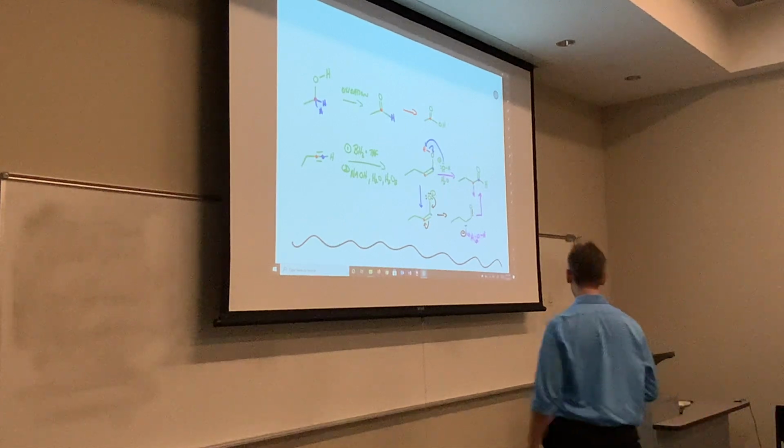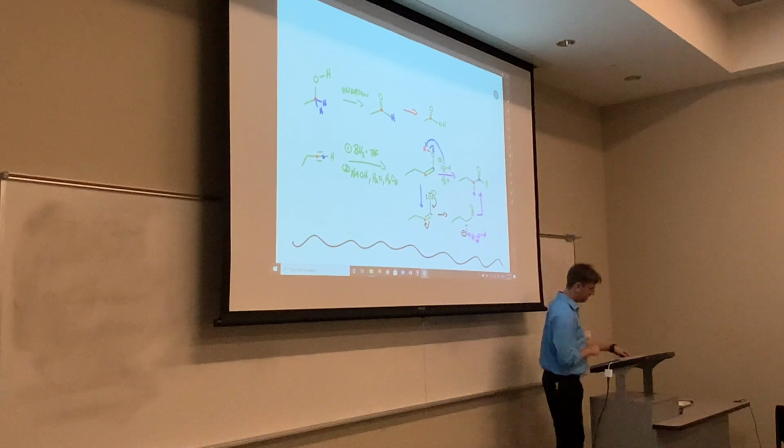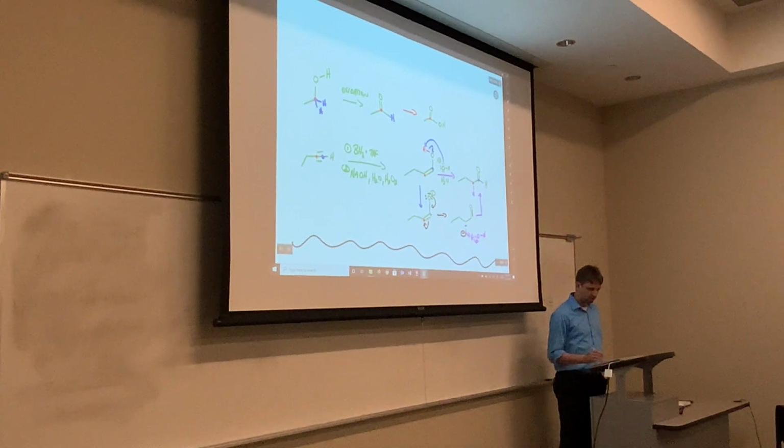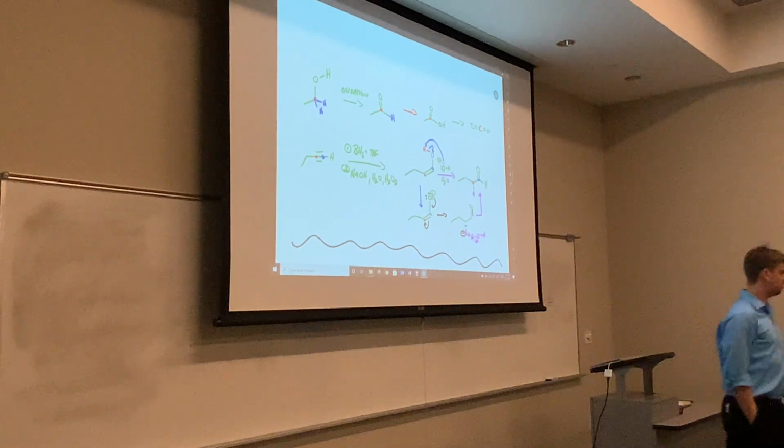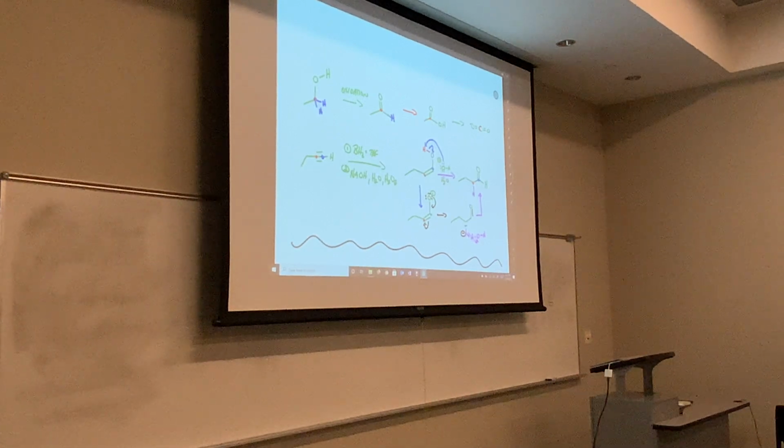Now, practically speaking, we would probably not really want to turn this all the way into CO2. Although there is a reaction which we probably will learn about later, about why it might be useful to make CO2. But that's the most oxidized form of carbon you can make.